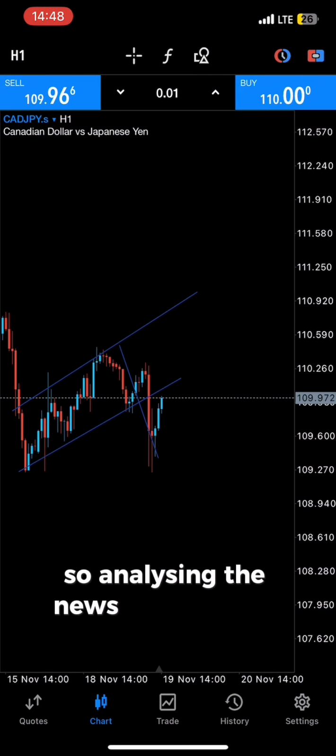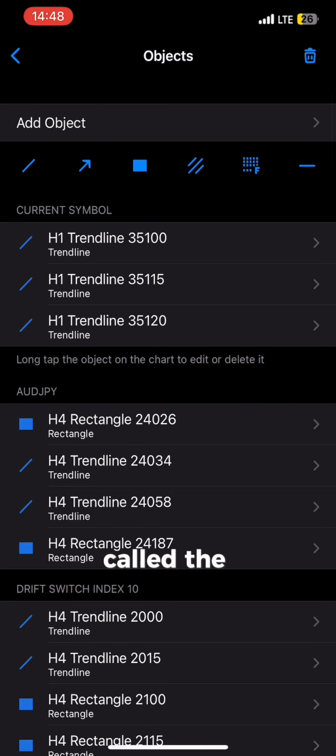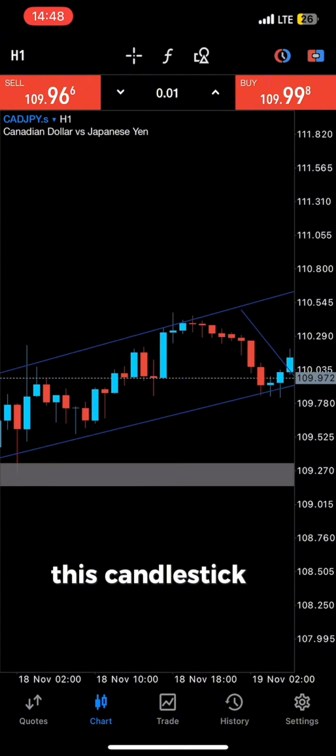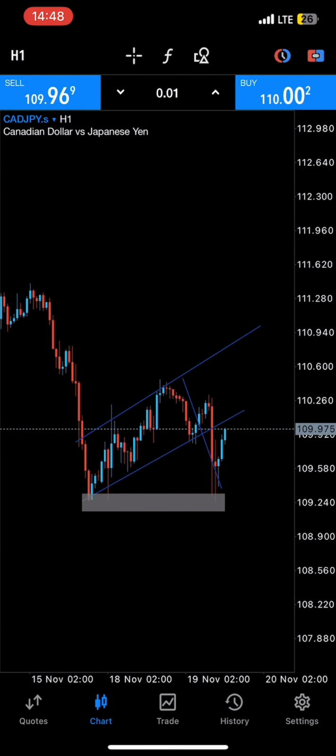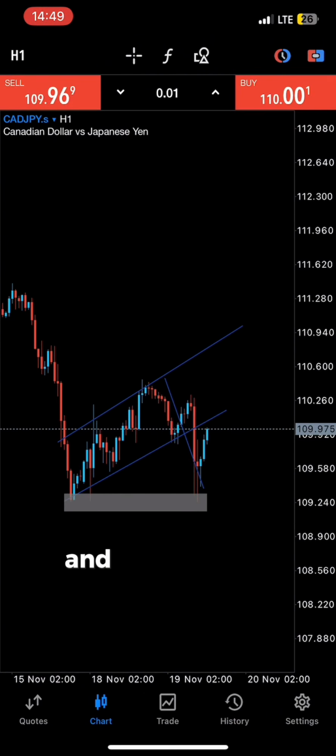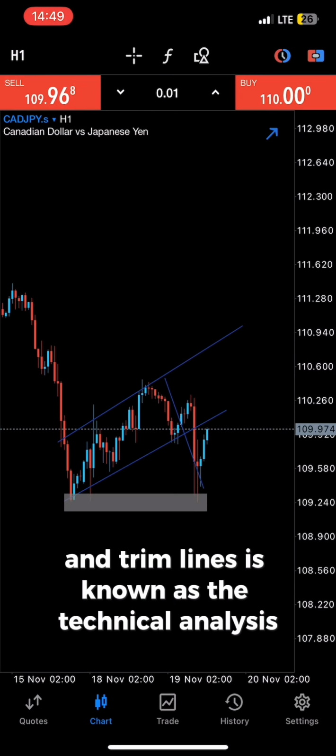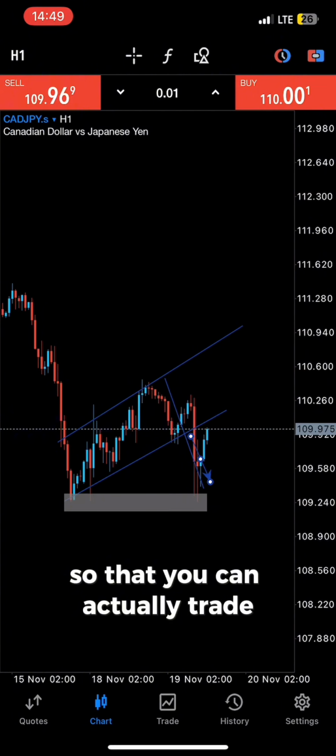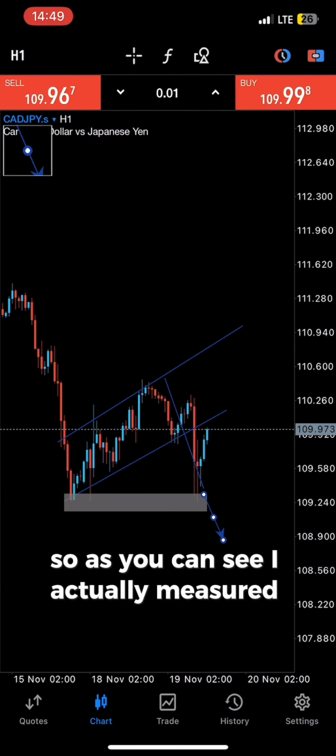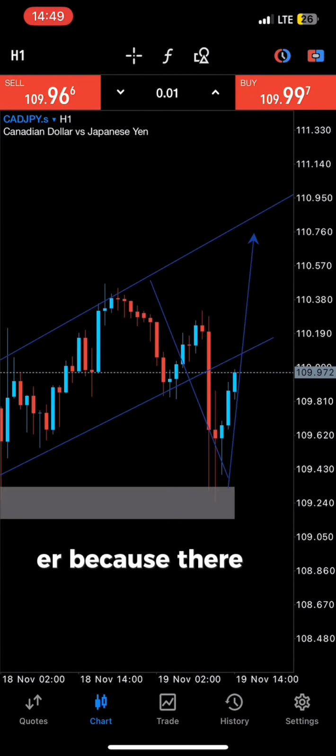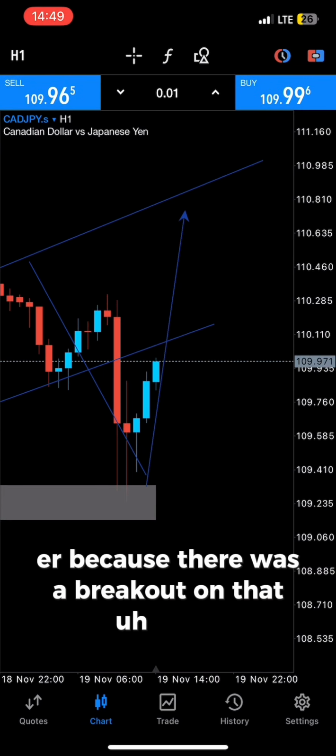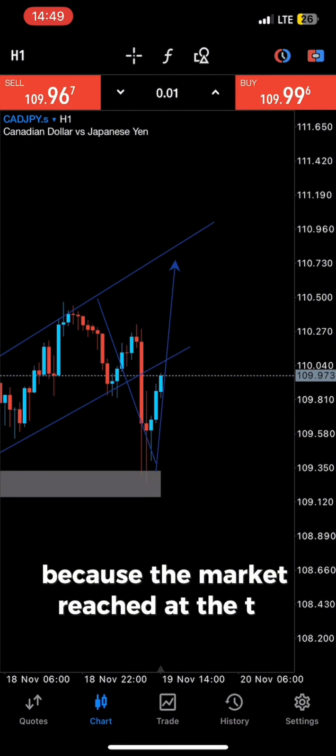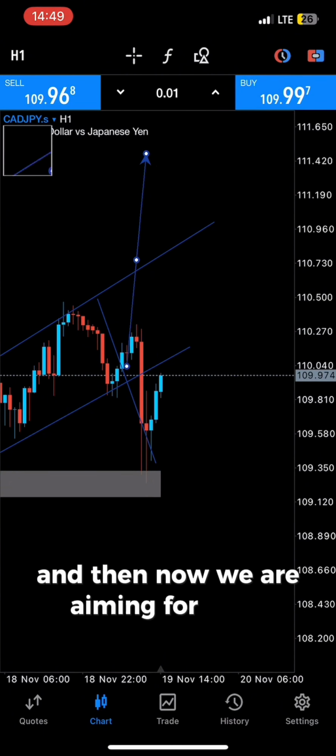Analyzing the news is called the fundamental analysis, and candlestick patterns, indicators and trend lines are known as the technical analysis. So you have to be good at both so that you can actually trade. As you can see, I measured the TP because there was a breakout, but the breakout is already done because the market reached the TP, and now we are aiming for a buy.